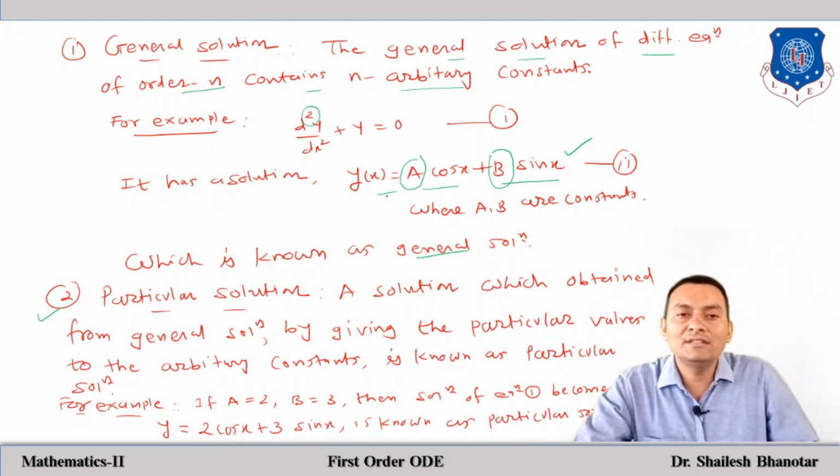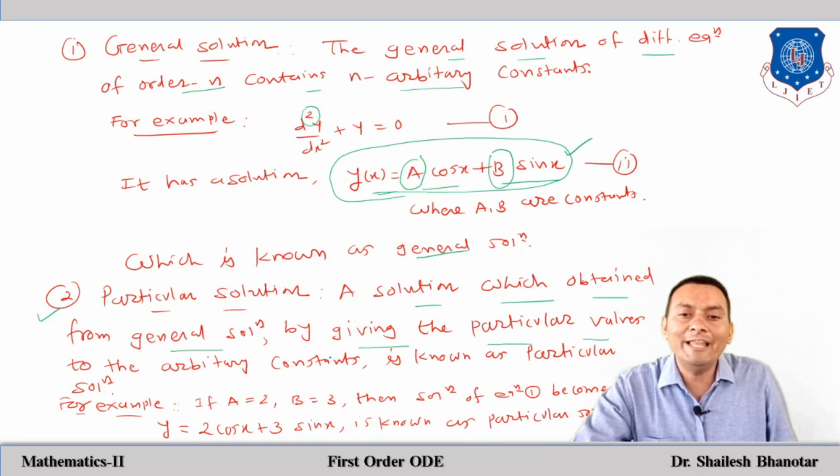Whatever we have as the general solution, a solution which is obtained from the general solution by giving particular values to the arbitrary constants is known as a particular solution. If I replace a by 2 and b by 3 in the solution of equation 1, what I am going to get is y is equal to 2 times cos x plus 3 times sin x. And this is known as a particular solution, because it is obtained from this general solution.